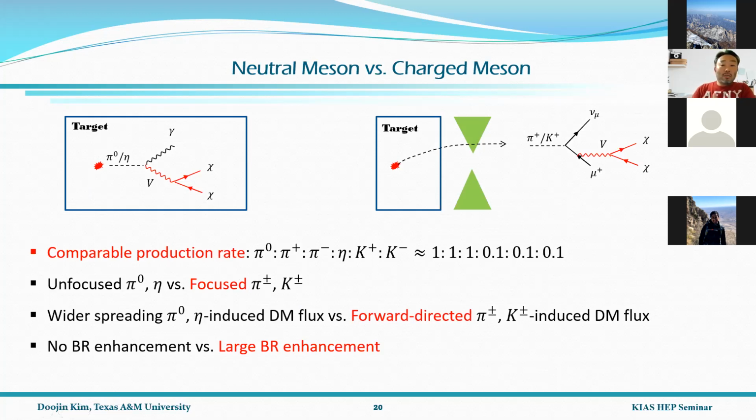As a result, if you imagine dark photon production using the mechanism that I discussed earlier, followed by its decay to, let's say, dark matter particles, the resulting dark matter flux from the neutral meson decays spreads widely in angle, whereas the dark matter flux from the charged meson decays is more forward-directed. Moreover, as I just argued, the charged meson decays can give a large branching fraction enhancement. So at the end of the day, much more dark matter flux from the charged meson decays can reach the detector.